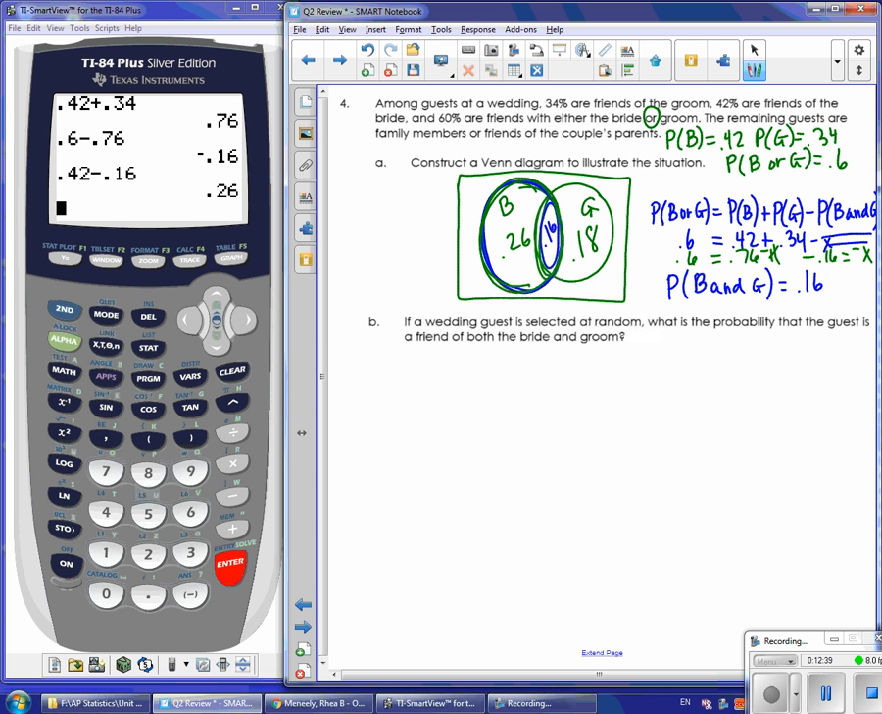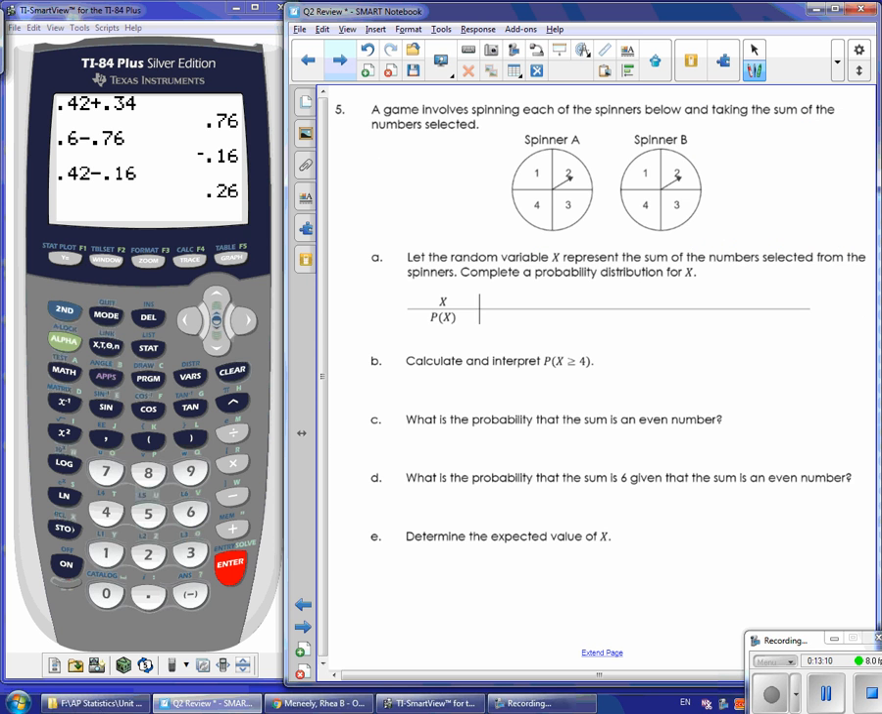And then if I add those values up and subtract from 1, that gives me the probability that they were there for neither the bride nor the groom, and that would be 40%. And that makes sense that it's the complement of that 60%. So there is your completed Venn diagram. It also turns out that we've already answered the question in Part B. If a wedding guest is selected at random, what is the probability that the guest is a friend of both the bride and groom? So we actually answered that up there.